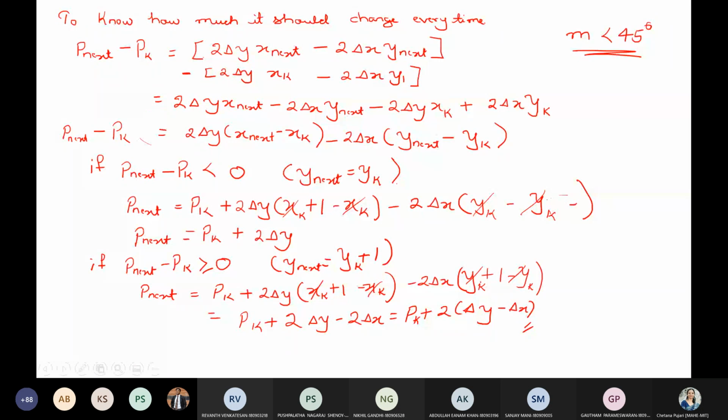We calculated the difference between P next and Pk. We got this in this equation. And then we are checking if P next minus Pk is less than 0. If it is less, which means you are going ahead with the same value. Hence, we are going to replace your y next with yk, and you got this equation. And if it is greater than or equal to 0, we are going with the next value. You replace your y next with yk plus 1, you will get this equation. So shall I go to the next slide?